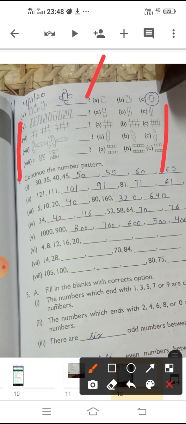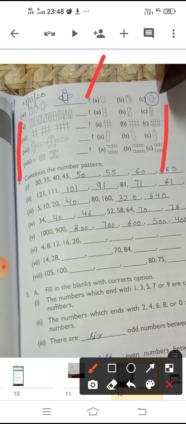Continue the number pattern. Children, previously also we have done number patterns. Now here we are going to continue with our number pattern. Like first it is 30, 35, 40, 45, then what will come? 50. How? They have taken the difference of 5. Means they are adding 5 to each number.